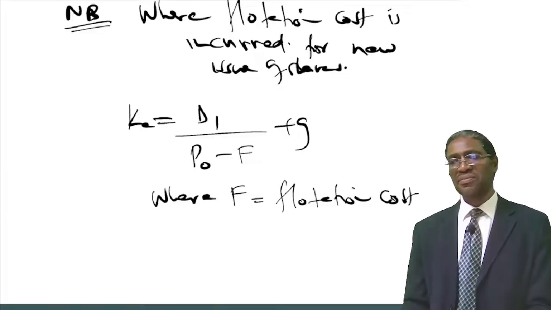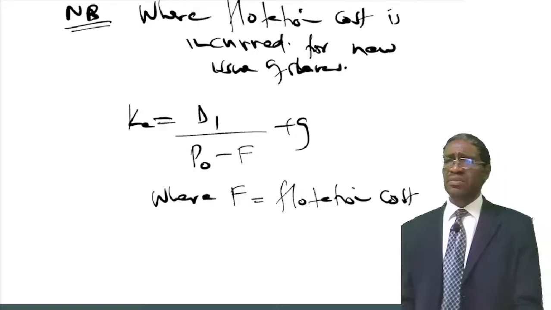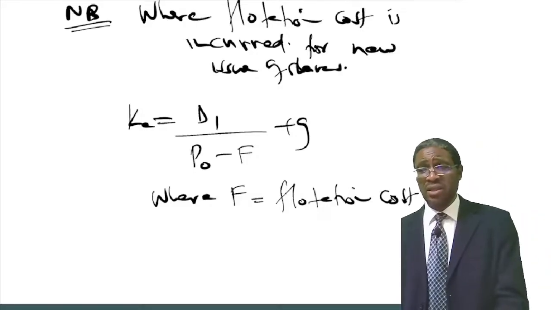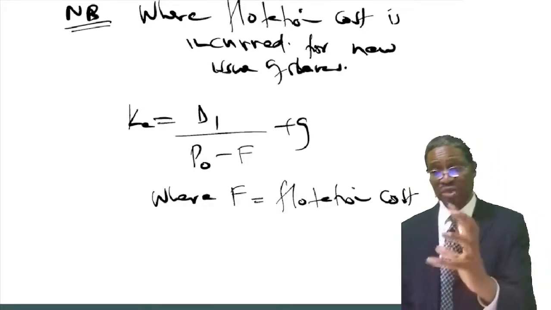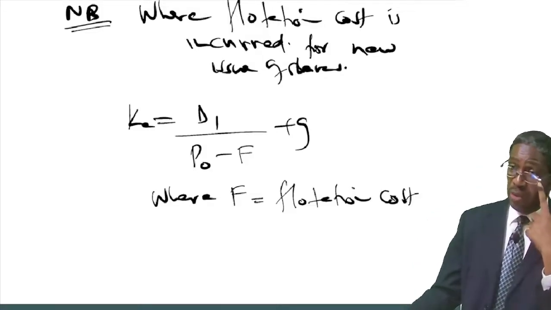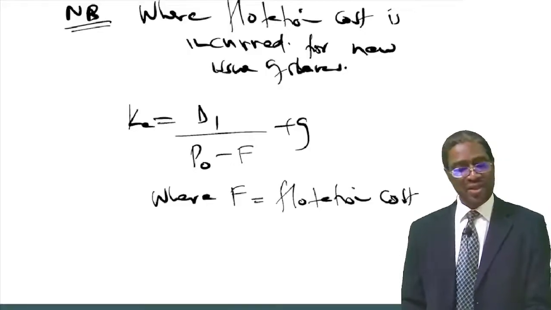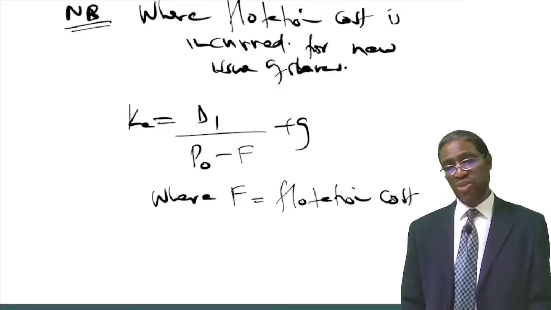Okay. So that is the second formula for getting the cost of capital. That is using the dividend growth model. It's the most common one, the most commonly used approach.